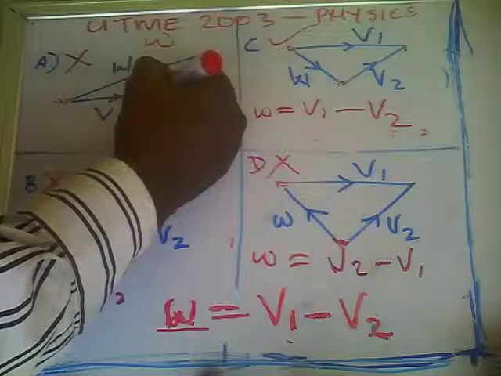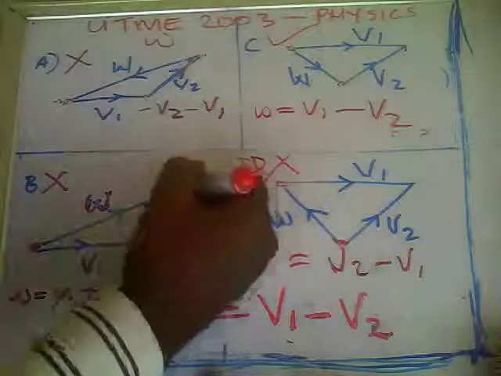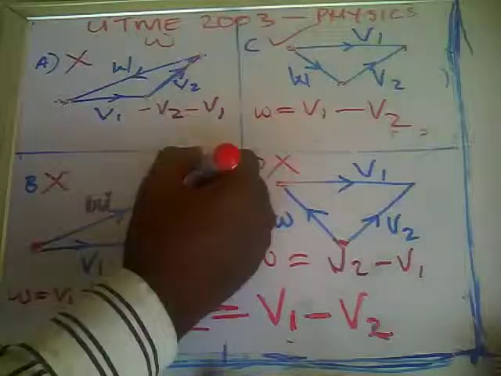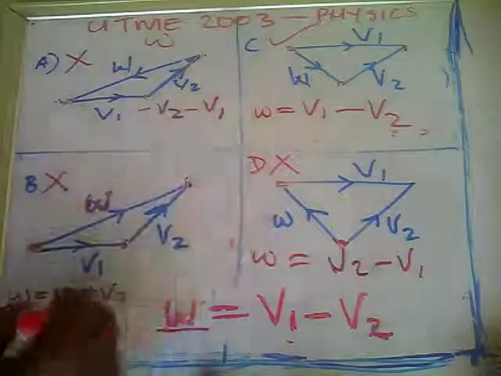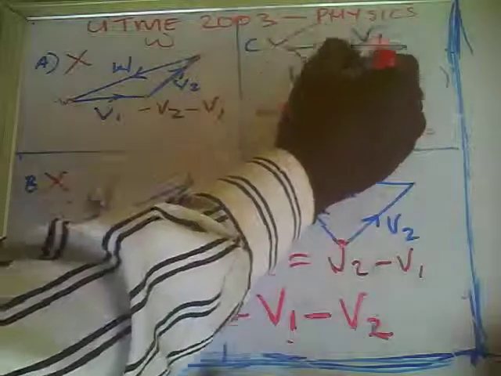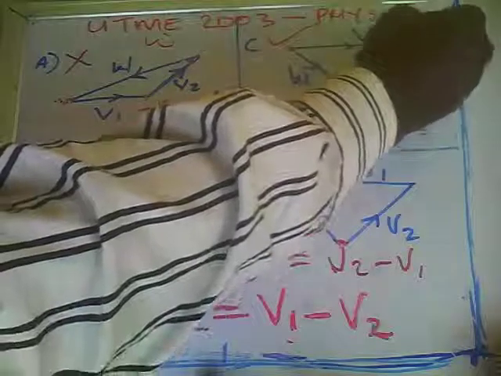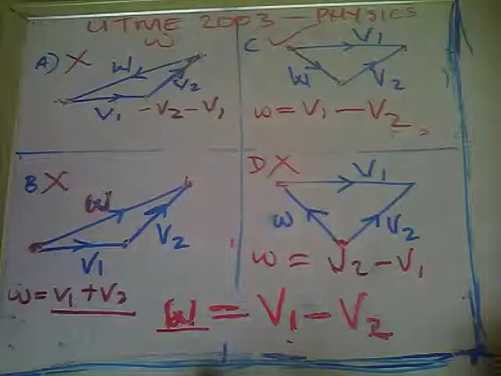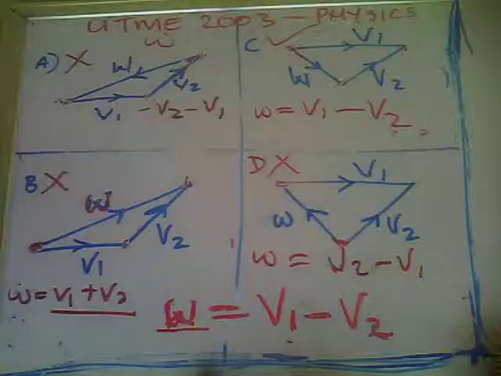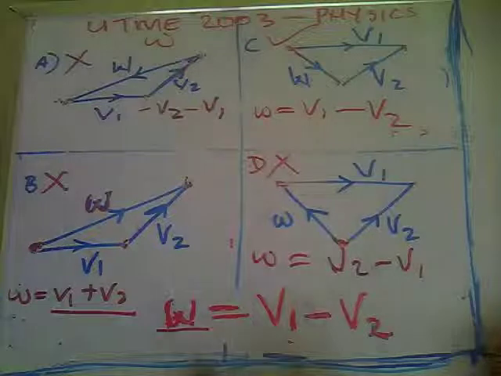That's minus V2. When we go like this, we are going against V1, which is minus V1. For this one, from tail to head, we are going in line with V1, in line with V2. That's positive. So we can go like this, in line with V1 against V2. That's minus V2. I hope that solves some problem that you might have been trying to solve all these days.